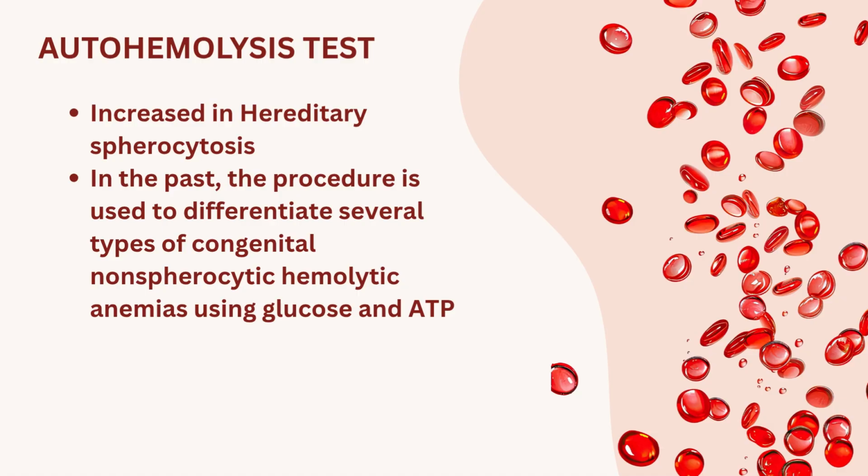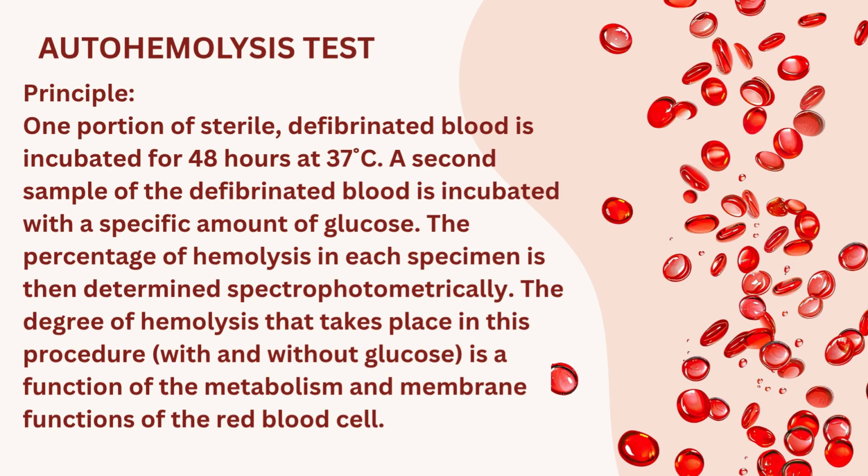So the result will be increased in hereditary spherocytosis. In the past, the procedure was used to differentiate several types of congenital non-spherocytic hemolytic anemias using glucose and ATP. So the principle is one portion of sterile defibrinated blood is incubated for 48 hours at 37 degrees Celsius. A second sample of the defibrinated blood is incubated with a specific amount of glucose. The percentage of hemolysis in each specimen is then determined spectrophotometrically.